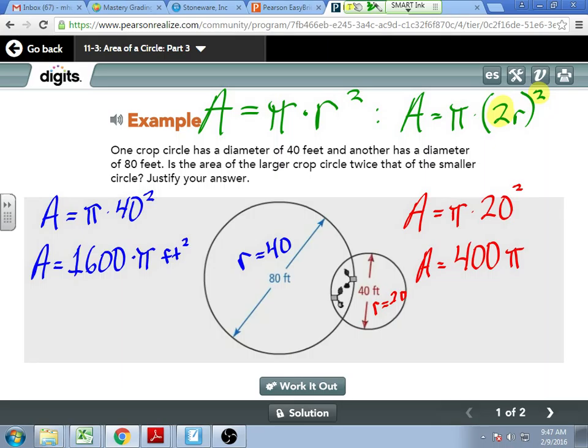So be careful when you talk about doubling the size of things. Are you talking about doubling length? Or are you talking about doubling area? What is it that we're actually trying to double? Because if you double the length here, like the distance across, you actually quadruple the area.